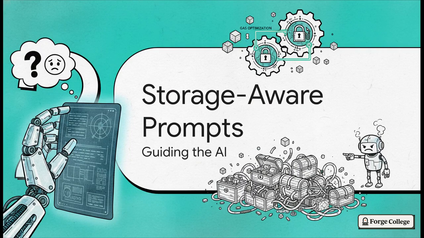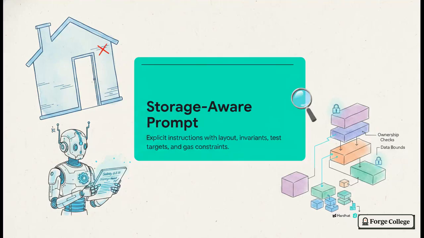Moving on to section 2, storage-aware prompts. Subtitle here is Guiding the Literal Apprentice. Here's the deal. To write this code, you have to treat your AI assistant like a brilliant but highly literal robotic apprentice. I mean, if you're vague, it's going to invent a storage layout that completely ignores all those careful gas optimizations we just talked about. It's literally like watching someone build a door on the ceiling.